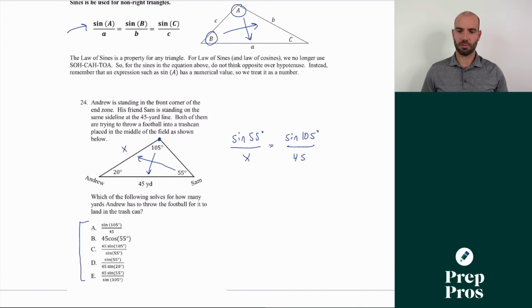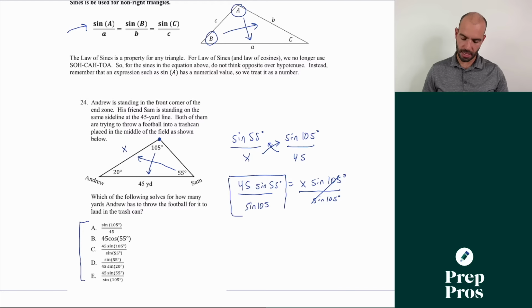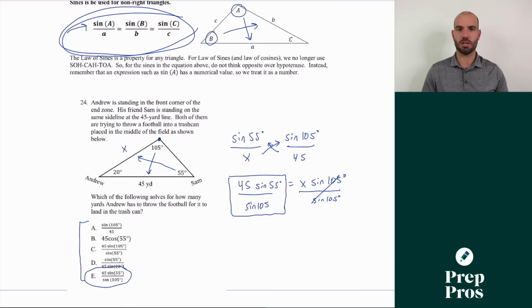From here, we're solving for x, so we can cross multiply. You can write this as 45 times the sine of 55 is equal to x times the sine of 105. Now to solve for x, we can divide both sides by sine 105 to get x by itself. And we can see that x is equal to 45 sine 55 over sine 105, which gives us our answer here of E. So this would be an advanced question on the back of the ACT, but as long as you memorize your equation here, you'll be good to go for test day.